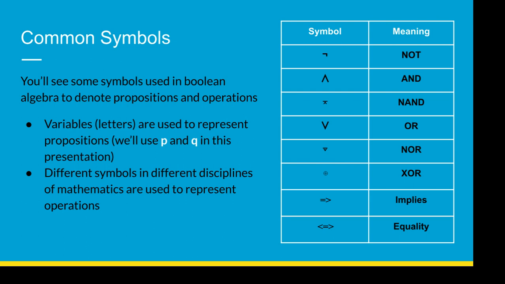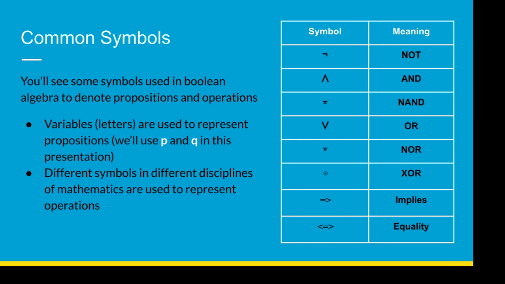Let's look at some symbols, because you'll see these symbols in these slides, and then you'll also see them possibly in text or various places. You'll see letters used to represent propositions. So I'm going to use P and Q in this set of slides. That just means two statements that we're performing Boolean operations on. And then there's symbols for not, and these aren't the only symbols for these things. You'll see different symbols in different contexts. But these are the ones that I'm going to use in these slides, and they're ones that you're likely to see out in the wild too.